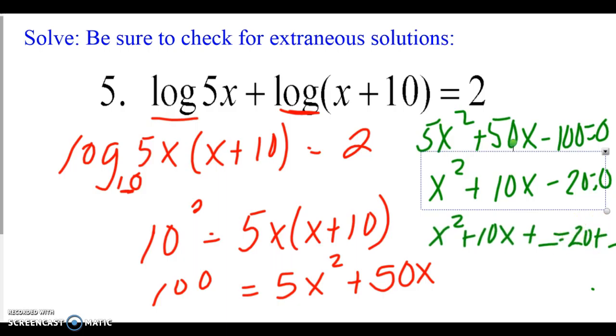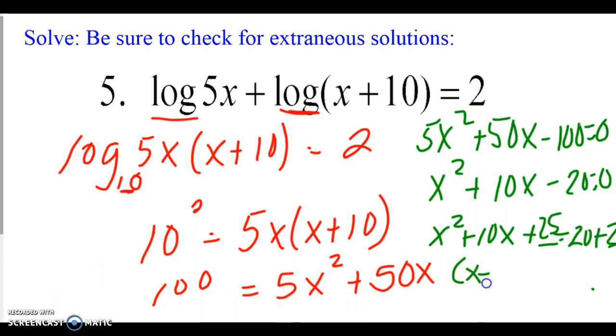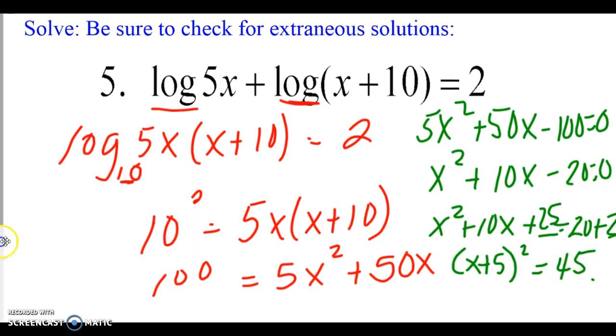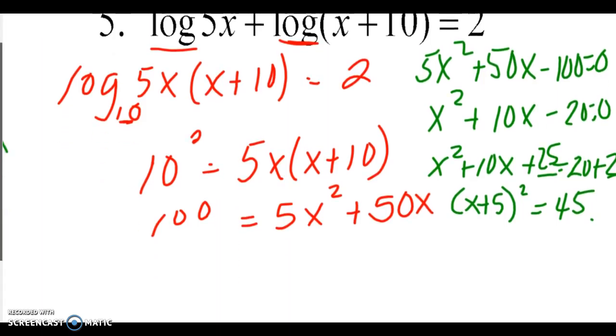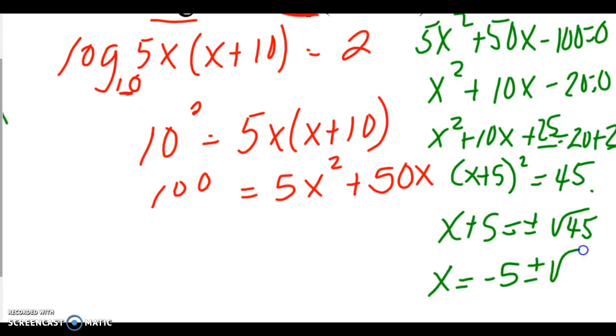Half of 10 is 5. 5 squared is 25, and 25. So remember I'm just completing the square, I get x plus 5 squared equals 45. I am then going to take x plus 5 equals plus or minus the square root of 45. X equals negative 5 plus or minus the square root of 45.